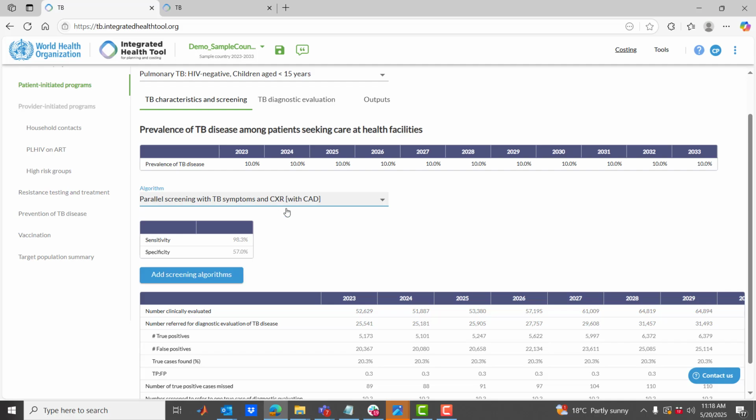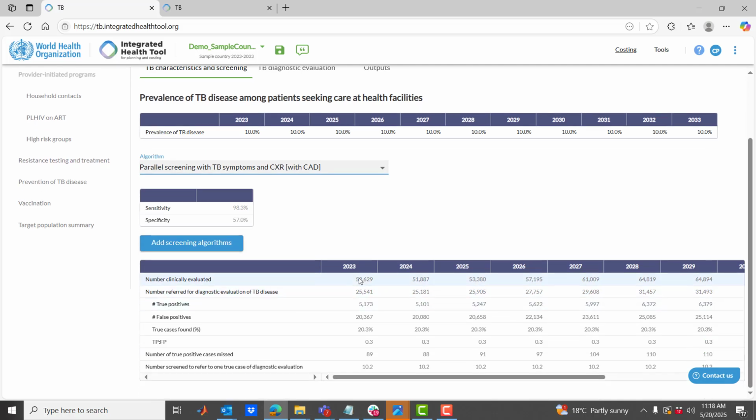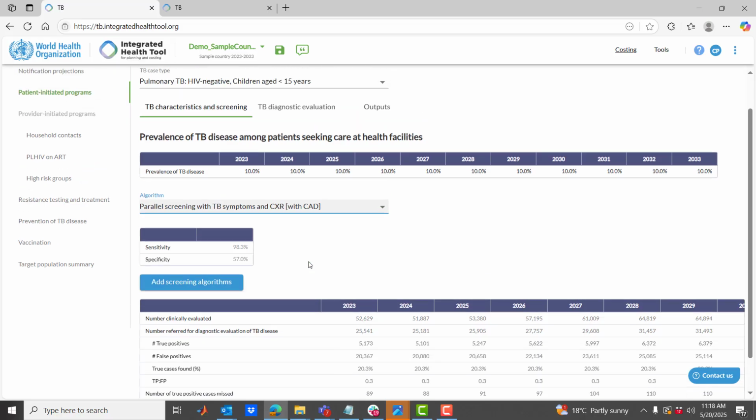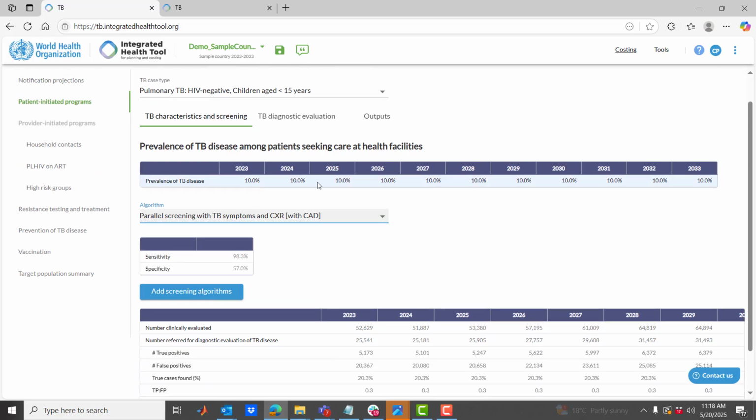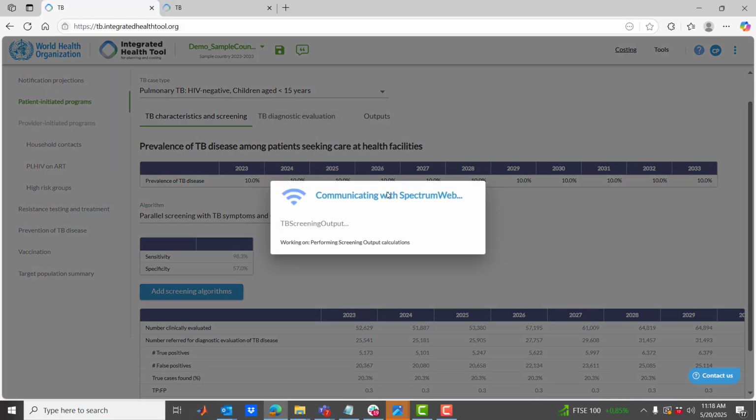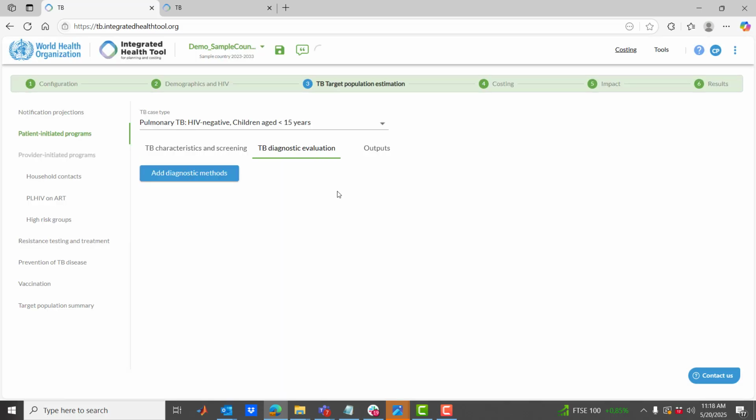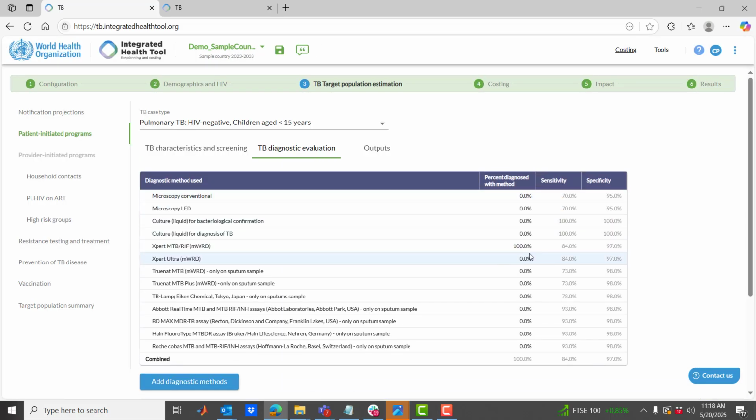The output structure at the bottom of the tab is the same structure used in provider-initiated programs, but values will generally be different, with patient-initiated programs having superior yield and lower number needed to test owing to the higher prevalence of TB disease among patients seeking care at health facilities than patients found through systematic screening in provider-initiated programs. The inputs and outputs for TB diagnostic evaluation are the same as in provider-initiated programs, and generally patients are referred to the same diagnostic services whether they come from patient or provider-initiated programs.